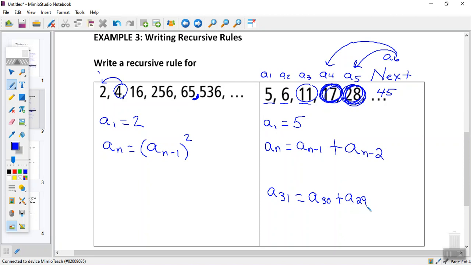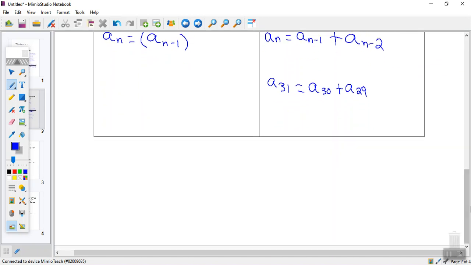So is it possible, do you understand why then we're using recursive rules to write patterns right here? Because not everything is arithmetic and not everything is geometric. It turns out that there's times that neither show up. Okay? All right, let's see what I have next here.